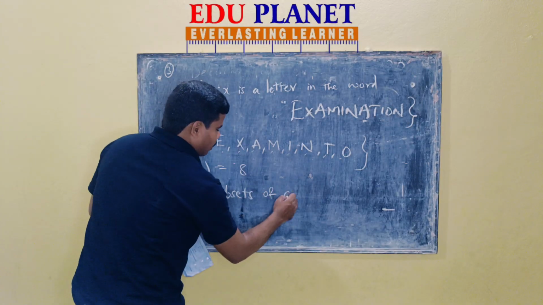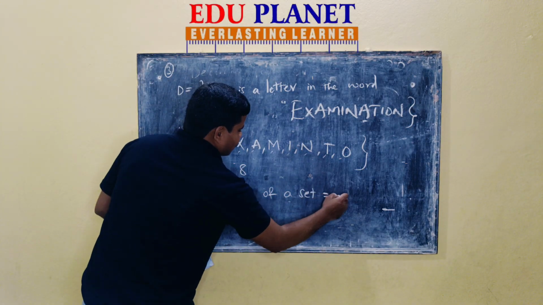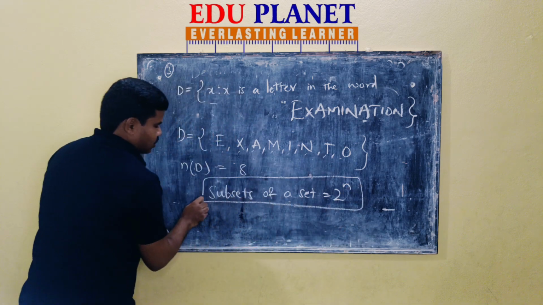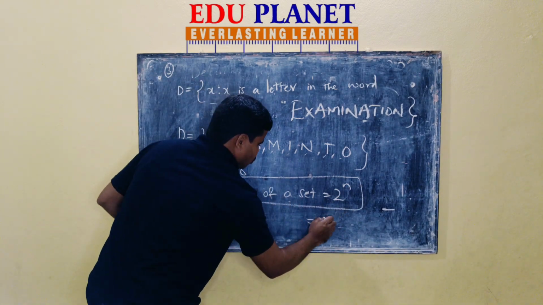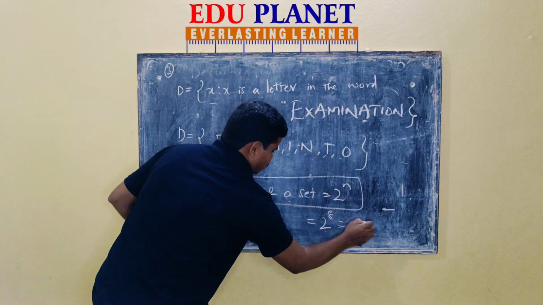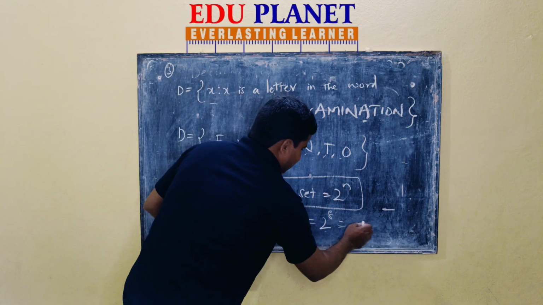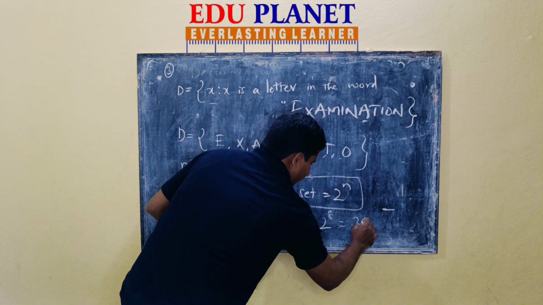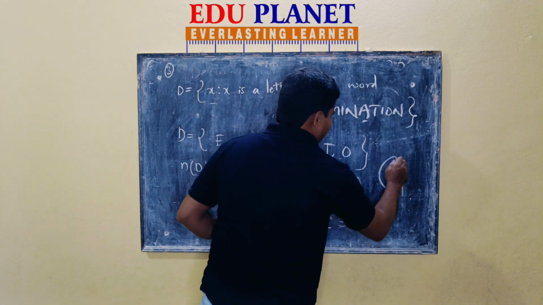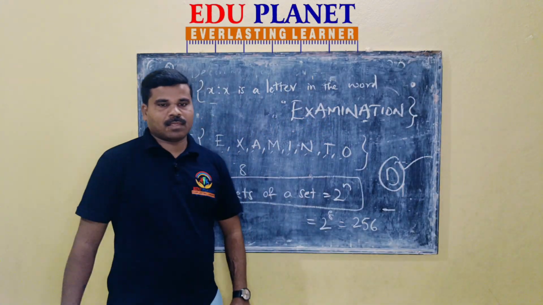How to find the number of subsets of a set? The number of subsets of a particular set equals 2 raised to the power of n. Just substitute the value. n value is how much? 8. 2 raised to the power of 8 value will be 256. It means option D will be the correct answer.